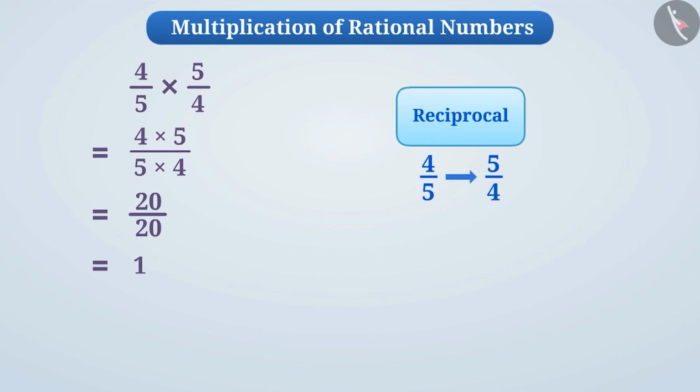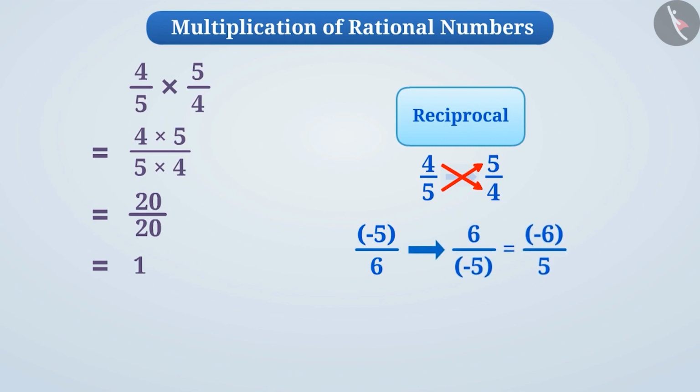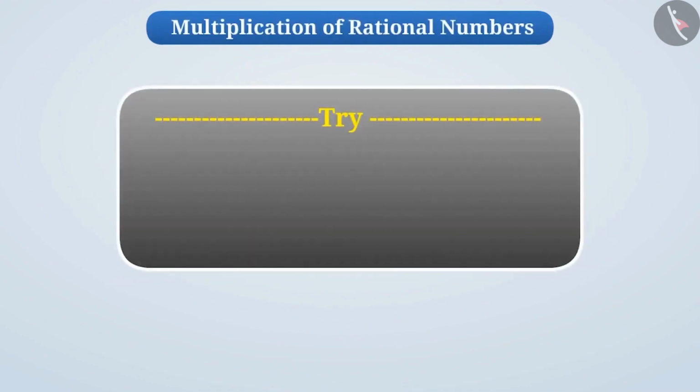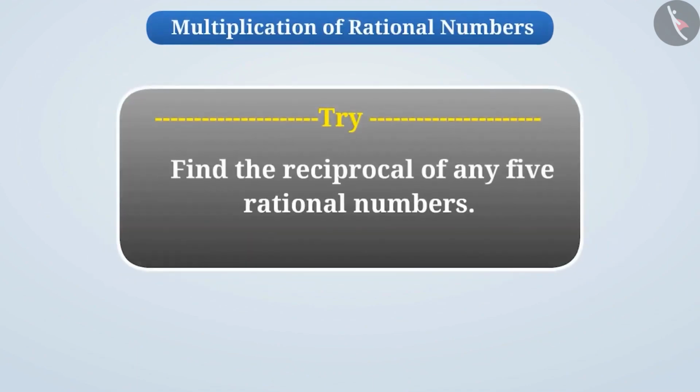By looking at these two rational numbers, you can also understand that the reciprocal of a number is obtained by interchanging the numerator and denominator of that number. For example, the reciprocal of minus 5 by 6 is 6 by minus 5, which can also be expressed as minus 6 by 5. Reciprocals have great significance when dividing rational numbers. We will understand this by learning the division of rational numbers. Find the reciprocals of 5 rational numbers.